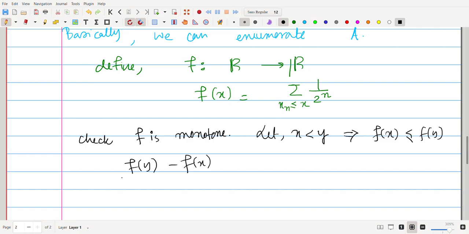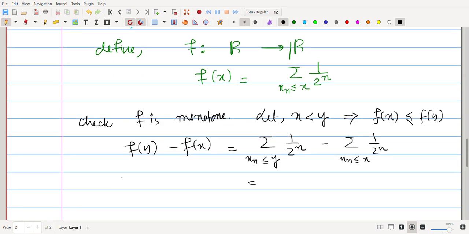So f(y) minus f(x) is basically the summation over x_n less than or equal to y of 1 by 2 to the power n, minus the summation over x_n less than or equal to x of 1 by 2 to the power n. Now x is less than y. That means there might be some x_n inside the interval (x, y). But all x_n less than or equal to x imply x_n less than or equal to y. That means such an x_n contributes in this sum as well as in that sum, right?